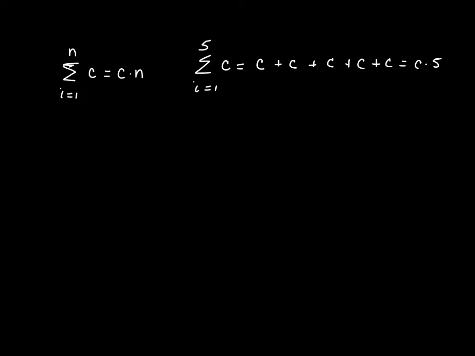Now, if I have the summation from i equals 1 to n of k, that means 1 plus 2 plus 3 going all the way up to n. This is the sum of the integers, and that will equal n times n plus 1 over 2.